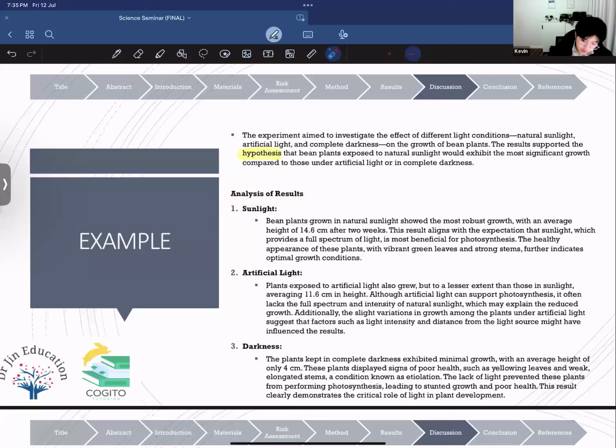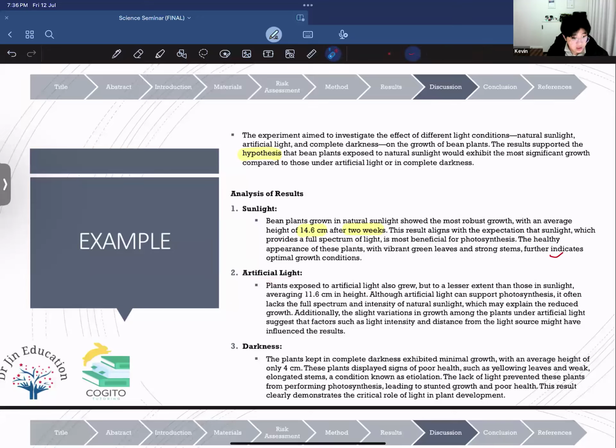Now, analysis of results. Remember, it happens here. So sunlight. Bean plants grown in natural sunlight showed the most robust growth with an average height of 14.6 centimeters after 2 weeks. See, they use specific numbers and durations. This result aligns with the expectation that sunlight, which provides a full spectrum of light, is most beneficial for photosynthesis. The healthy appearance of these plants with vibrant green leaves and strong stems further indicates optimal growth conditions. See, this is so much more detailed, right? So much better than before.